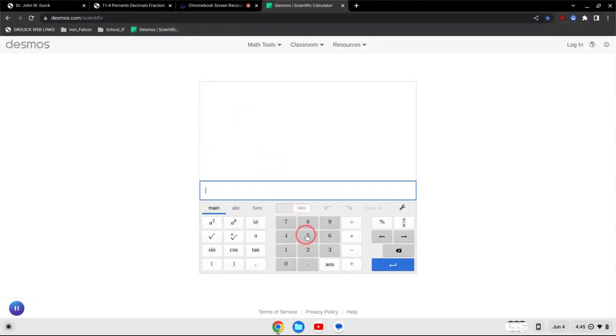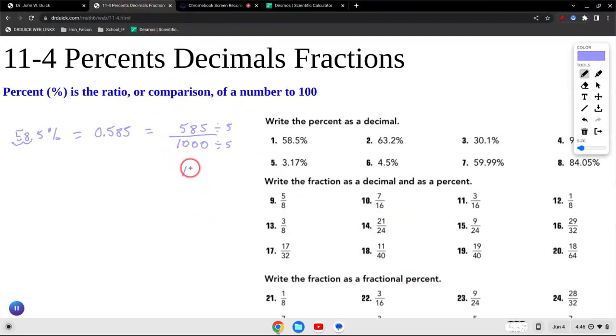So if I take 585 divided by 5, it's equal to 117. All right. So it'd be 117. 1,000 divided by 5 would be over 200. And I think that that one's prime. I don't think you do anything with it. So that would be the answer. Grab one of these other ones.